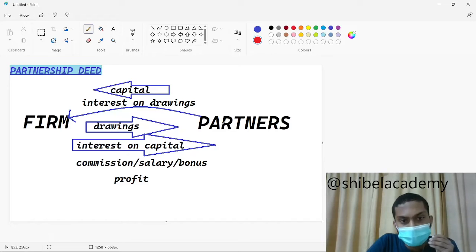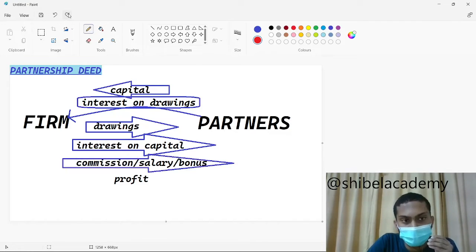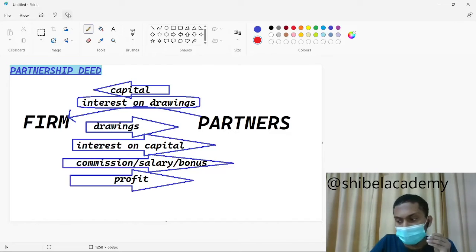And commission, salary, bonus, things like that will be paid to the partners by the firm, and also profit will be distributed to the partners in the profit sharing ratio. And if no profit sharing ratio is given, it will be distributed equally. That's how you should calculate it in the paper. I am unaware if that's exactly how it works in real life.